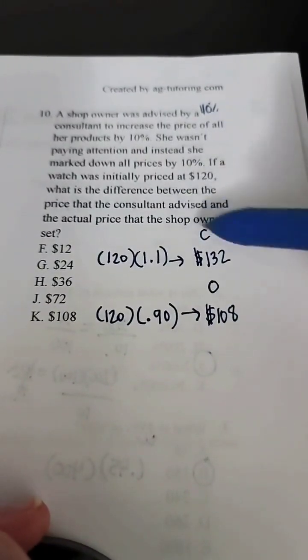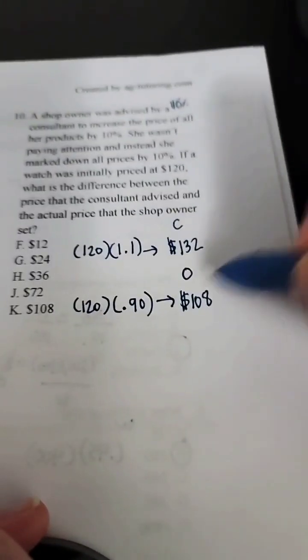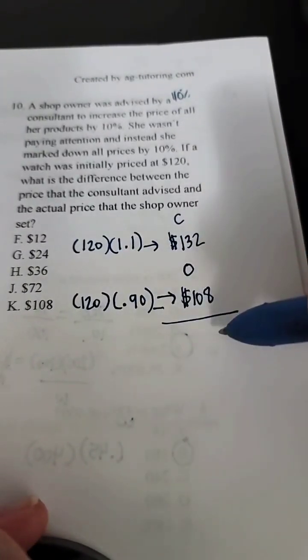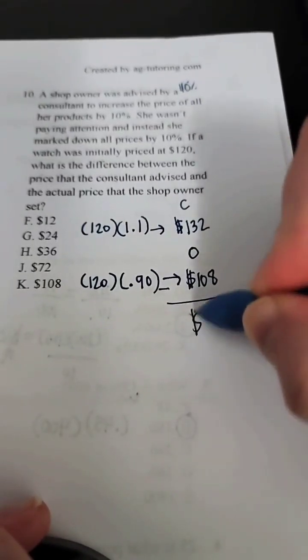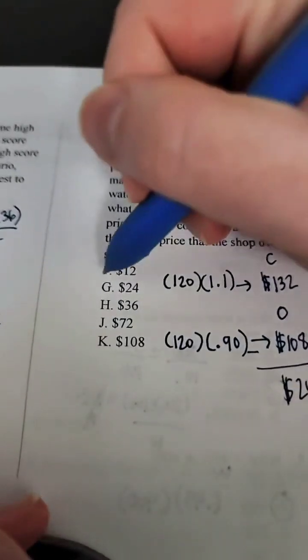It's asking what's the difference between these, so you just subtract them. 132 minus 108 is 24, and that would be G.